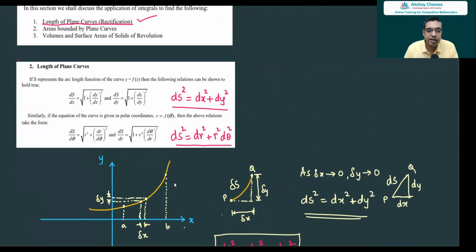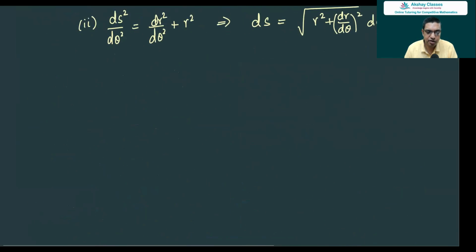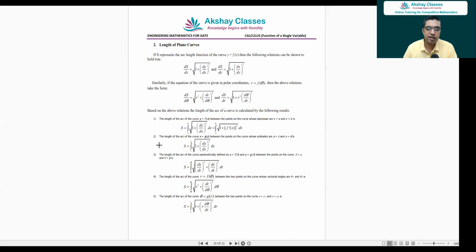All right. So based on these two critical results, we can write the differentials in this form. These give you the formula for finding the lengths of plane curves in a very simple manner. From here, it is very straightforward. Once you understand this part, things are very, very straightforward.